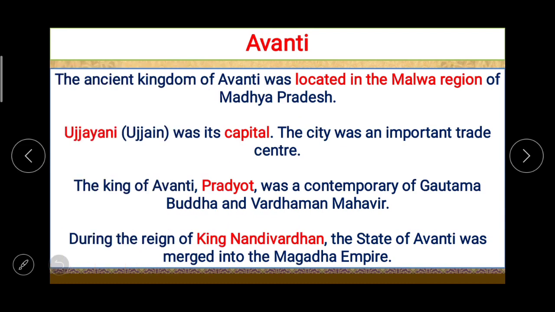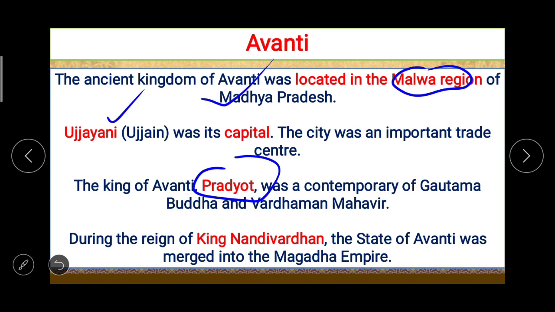Next to the Vats, there is Avanti. The ancient kingdom of Avanti was located in Malwa region of Madhya Pradesh, and Ujjain was its capital. The city was an important trade center. The king of Avanti, Pradyot, was a contemporary of Gautam Buddha and Vardhaman Mahavir.